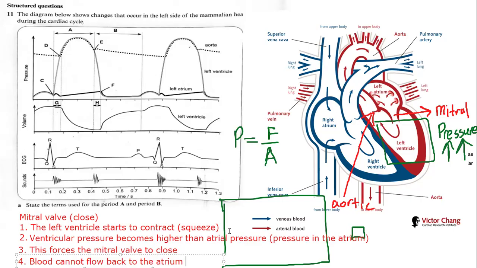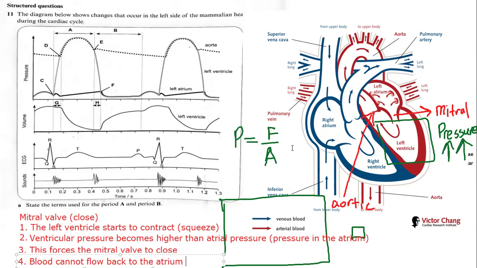And what's the purpose of that? To prevent backflow of blood into the atrium. Very good, to prevent the backflow of blood. All right. So that's what's happening here. We have an increase in pressure, and that increase in pressure is causing the mitral valve to close shut. Because of the squeeze, the pressure increases and the valve is going to shut down. That's what causes the mitral valve to close shut.